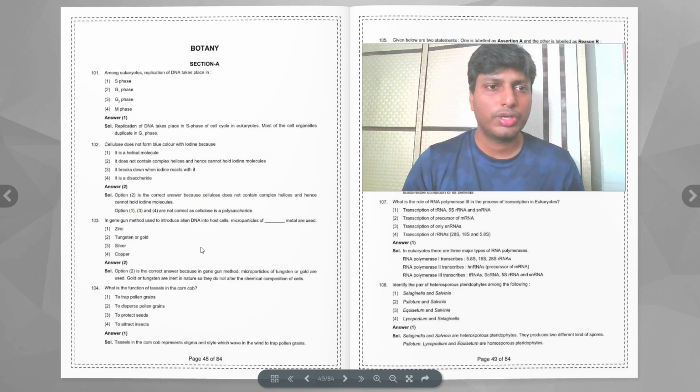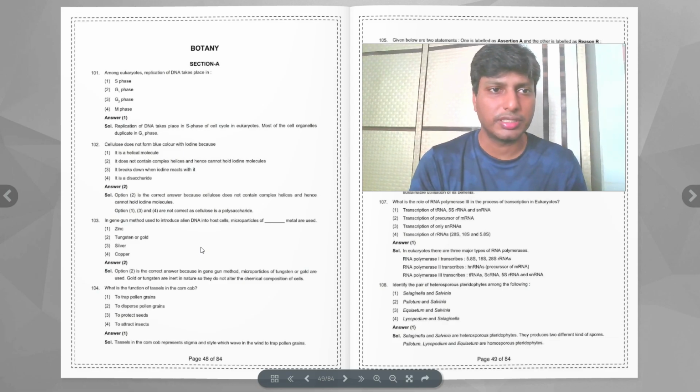The question says that among eukaryotes, replication of DNA takes place in. Now, simple question, dear students: whenever we talk about DNA replication, what does it mean? It is the process in which the double-stranded DNA replicates. Whenever the double-stranded DNA replicates, it forms two copies, in which one strand is the parental strand and the other strand is the new strand. Such a type of DNA replication we also call semi-conservative replication.